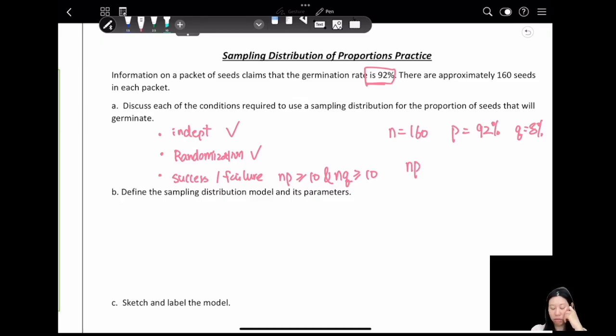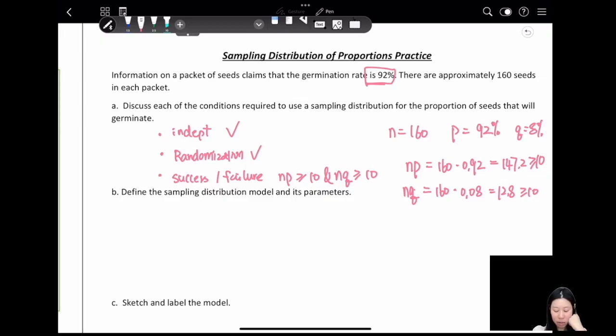np equals 160 times 0.92, which is 147.2, greater than or equal to 10. Now we still need to check the failure rate. nq equals 160 times 0.08, which is equal to 12.8. Great, it's greater than or equal to 10. That means we can apply the sampling distribution for the proportion.